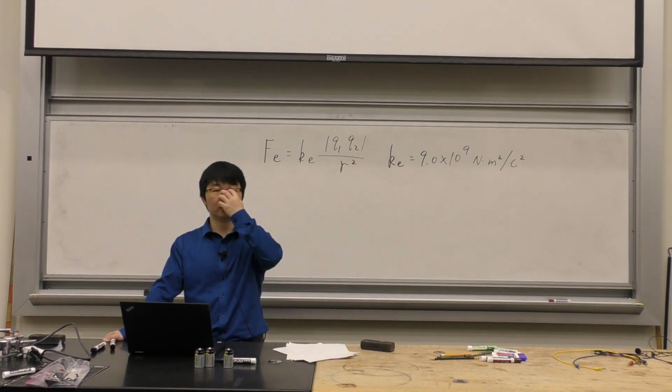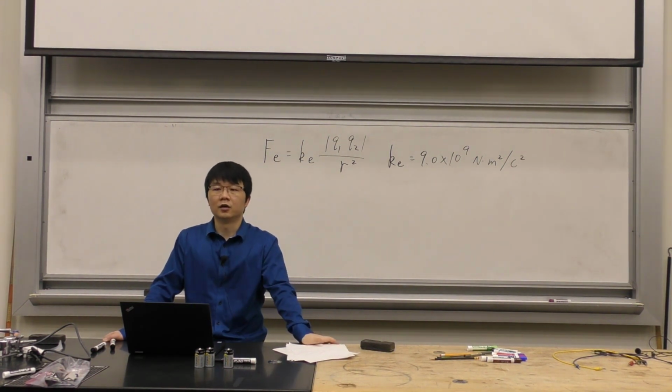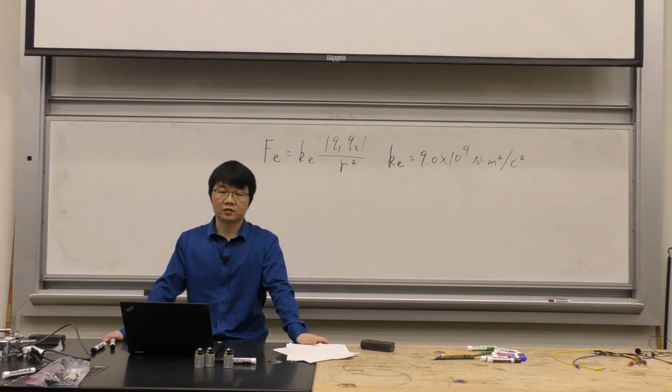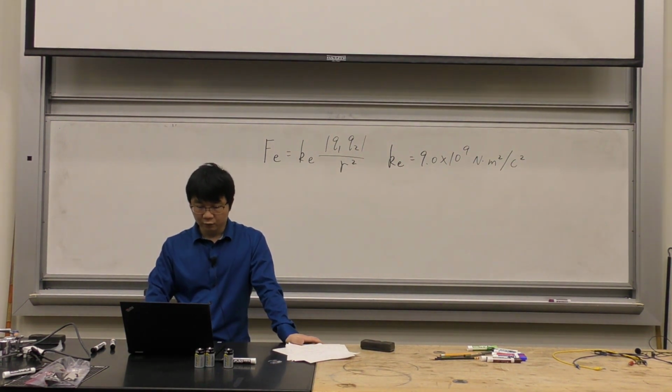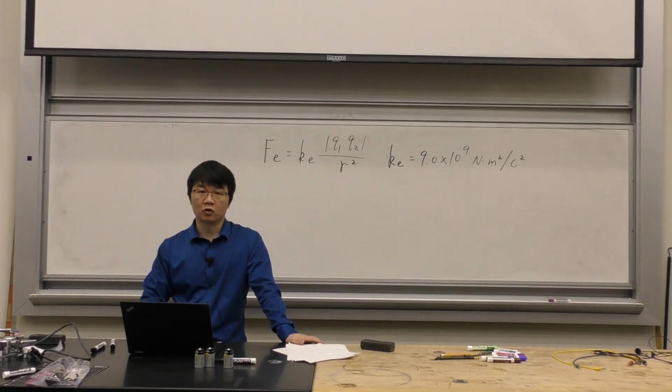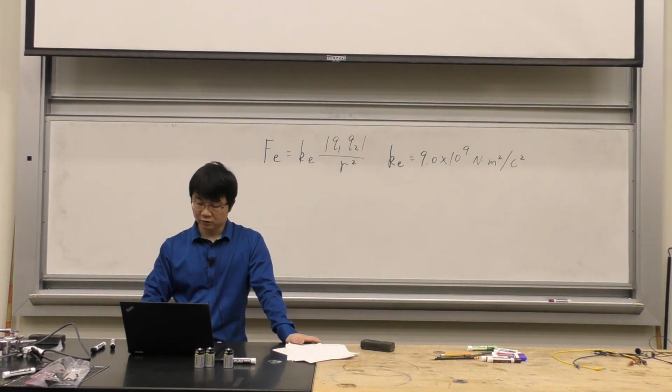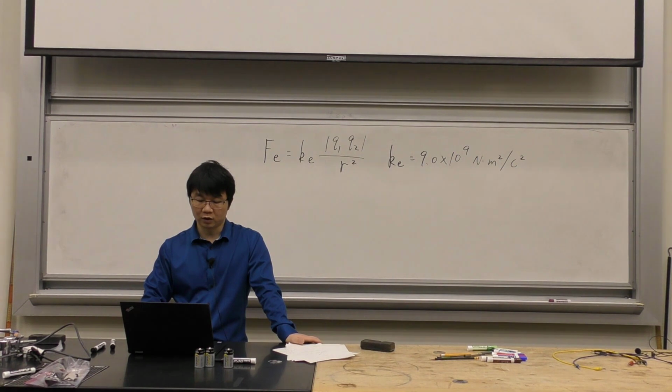And then if you really want to specify the direction, you would pick a reference axis and use an angle between the force and the reference axis to specify the direction. So that's what we do in physics. We did some practice last time, but that was all about two charges. What if there are more than two charges? That's what we want to do today.